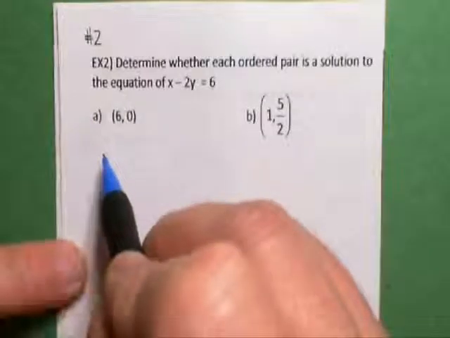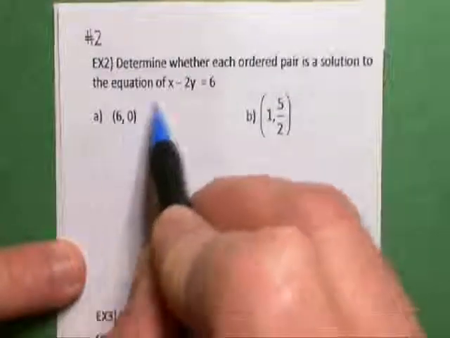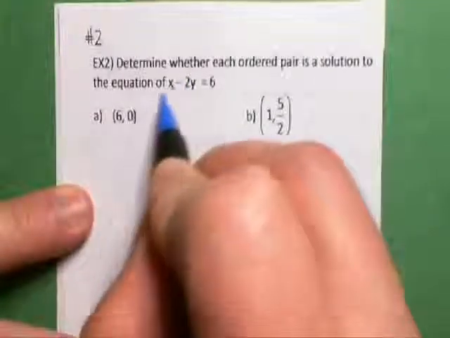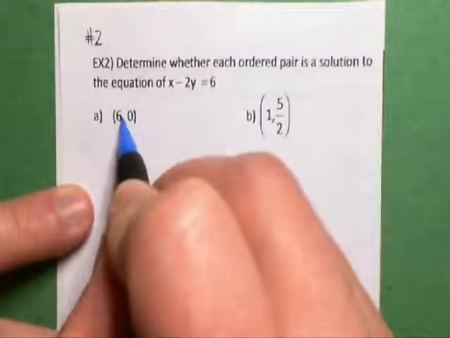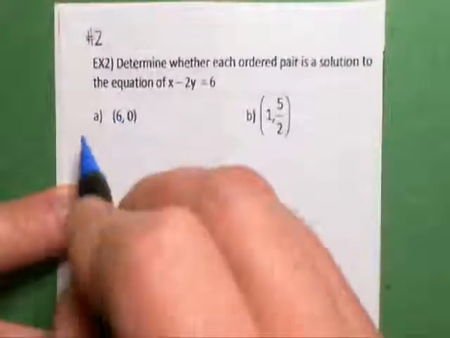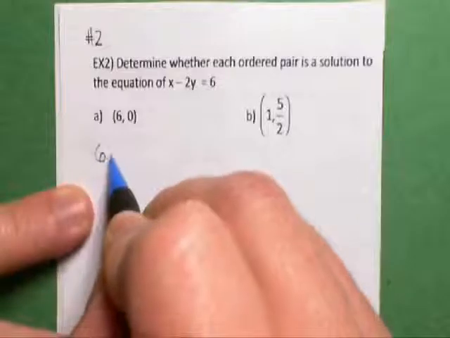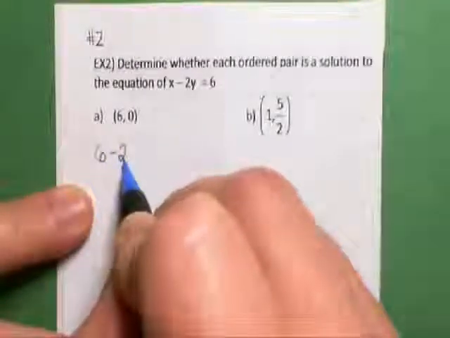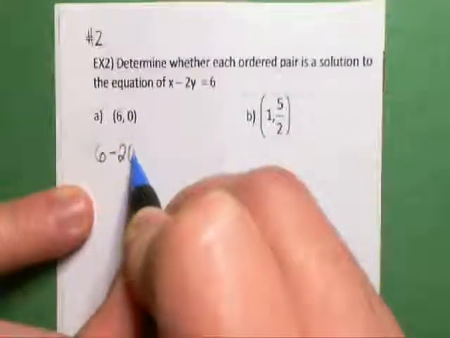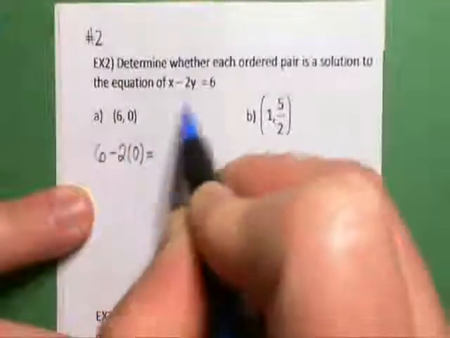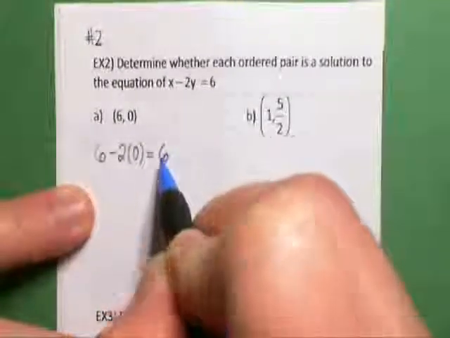What we can do to determine if this point is on this line is to substitute. So instead of writing x, I'm going to write 6, because 6 is the x coordinate. So this would be 6 minus 2, and then I'm going to substitute the y, so I'm going to put parentheses and put a 0, and according to the equation this is supposed to equal 6.